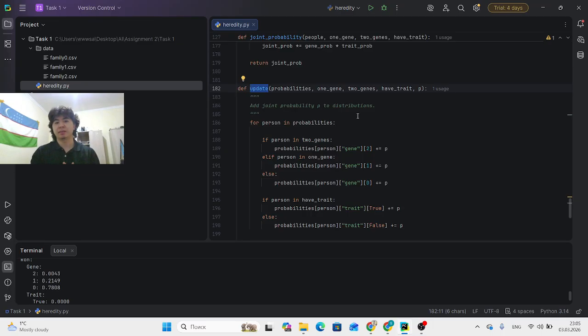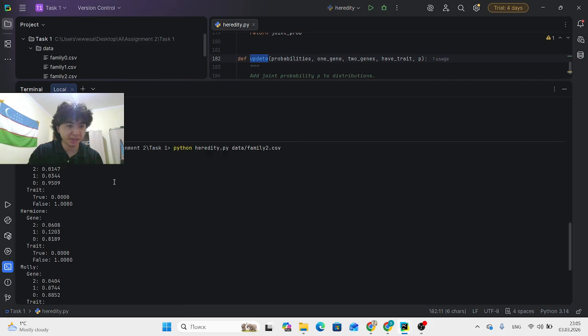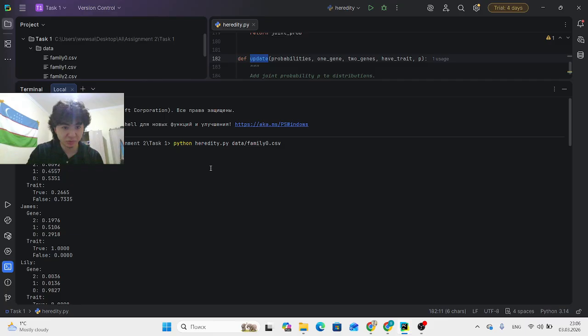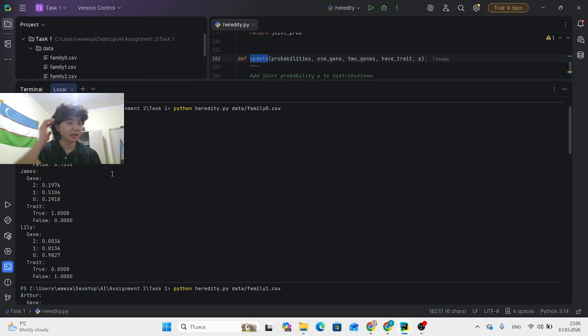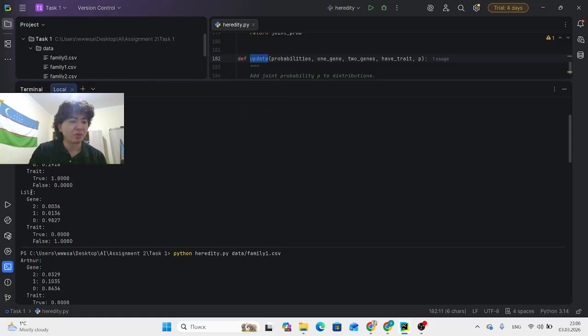And actually, let me show you what I had when I ran it. I had three datasets, and I used all of them. Running Python heredity.py with family0.csv, Harry had a gene, mutation, and the probability of having the trait is 0.0092, with trait true and false, and most of us will not have the same kind of trait. So for Harry, for James, for Lily, I had this type of output if you look at it.